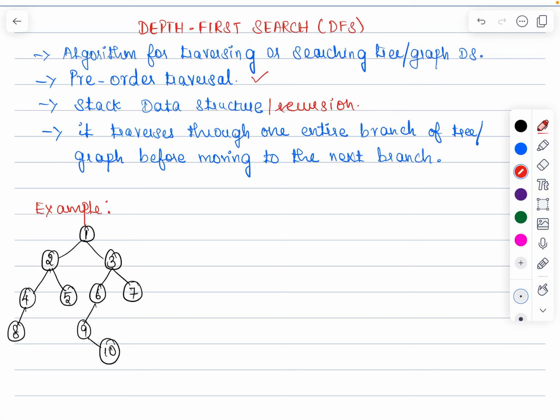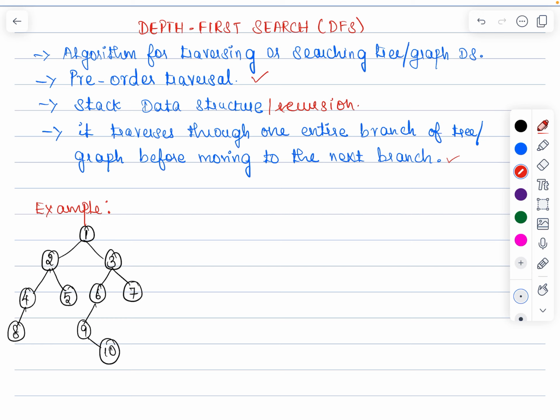I am going to discuss depth first search in this video. DFS, depth first search, is another search algorithm for traversing or searching tree or graph data structures. Unlike BFS, DFS explores as far as possible along each branch before backtracking. It means that it traverses through one entire branch of the tree or graph before moving on to the next branch.